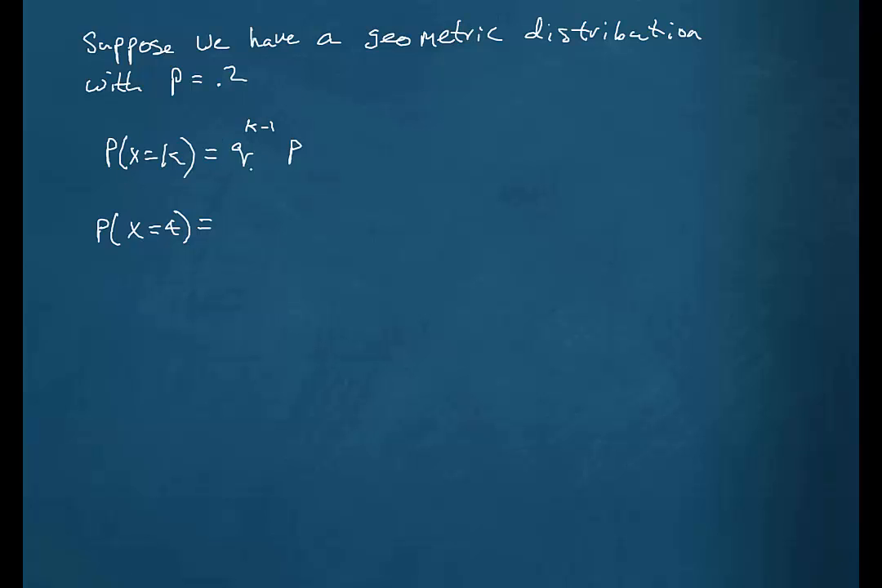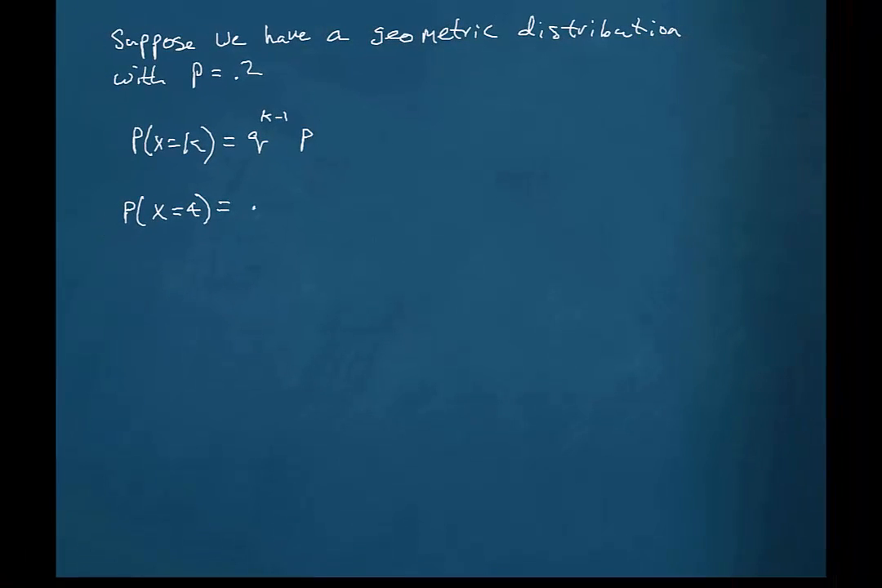The probability of a failure raised to 1 less than the number of trials times P. So the probability that X is 4 is going to be 1 minus 0.2 for Q, the complement of P. So 0.8. If the probability of a success is 0.2, then the probability of a failure must be 0.8.